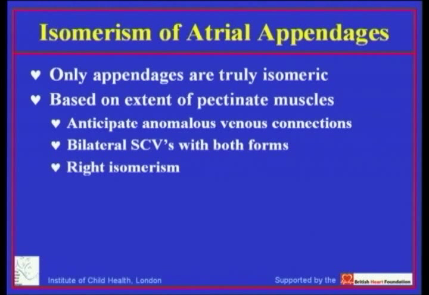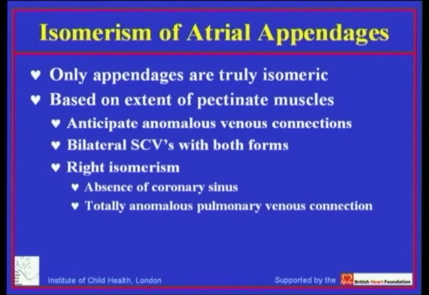Some of these anomalous venous connections exist with both forms of isomerism, particularly bilateral connection of the superior caval veins. But others serve to stratify the 2 forms of heterotaxy, which I like to consider in terms of right isomerism and left isomerism. So when we have isomerism of the right atrial appendages, always, in my experience, there has been absence of the coronary sinus, and because we have 2 right atrial appendages, always there is totally anomalous pulmonary venous connection, albeit that in a good proportion of cases those anomalously connected pulmonary veins come back to the heart itself rather than to a systemic venous tributary.